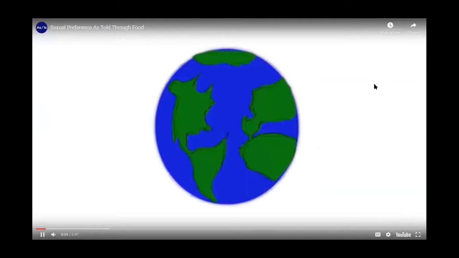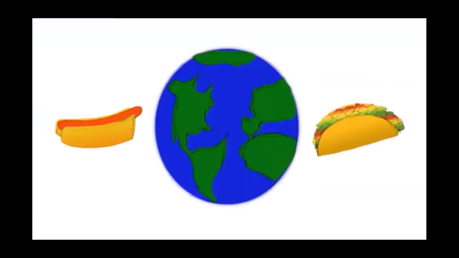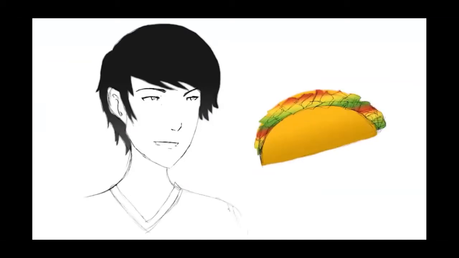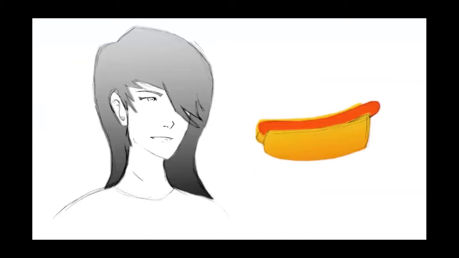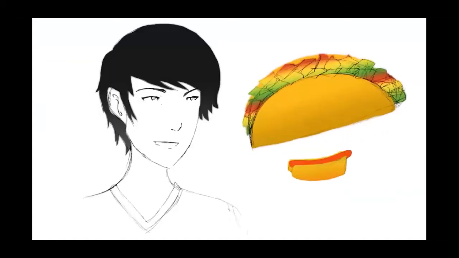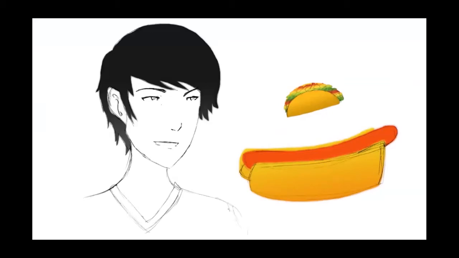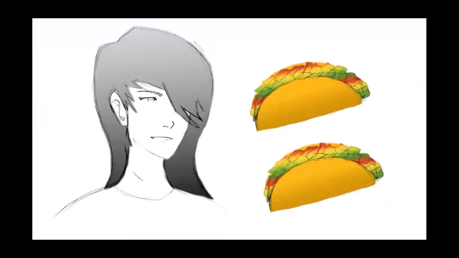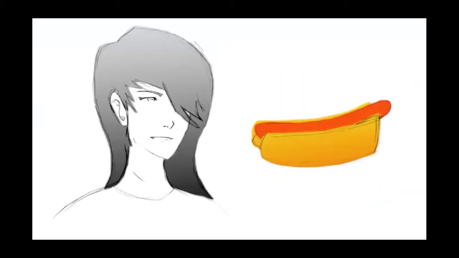Imagine a world where sexuality doesn't exist, and instead there are just people who like hot dogs and people who like tacos. Meet Tom. Tom likes tacos. Meet Jill. Jill likes hot dogs. Tom has always known he'd like tacos over hot dogs, so he never wanted to try a hot dog. Jill tried a taco or two in college, but they weren't to her taste, so she stuck with hot dogs.